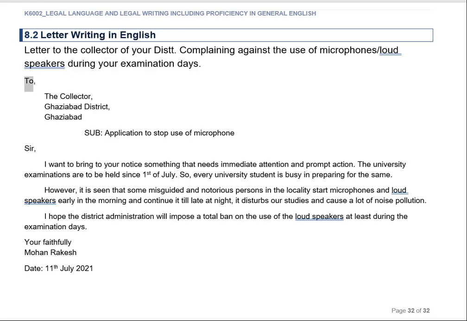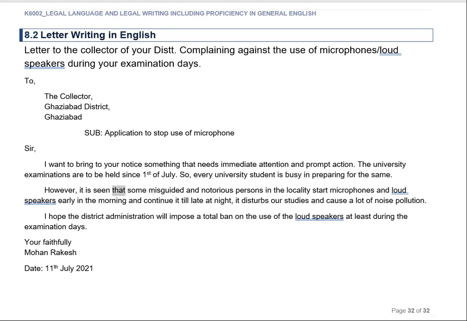To, The Collector, Ghaziabad District, Ghaziabad. Subject: Application to stop use of microphone. Sir, I want to bring to your notice something that needs immediate attention and prompt action. The university examinations are to be held since 1st of July. So, every university student is busy preparing for the same.